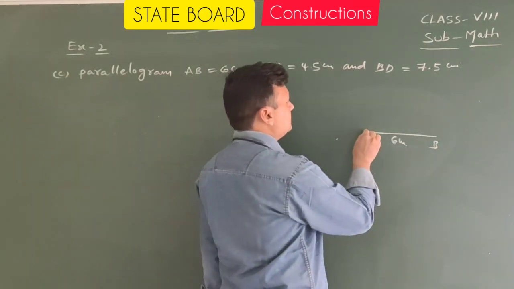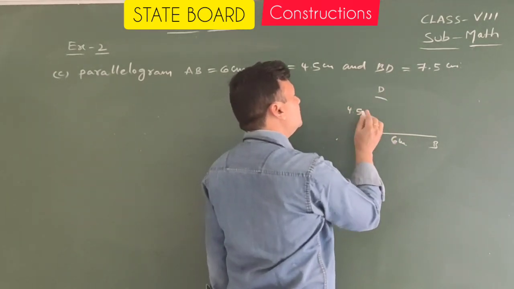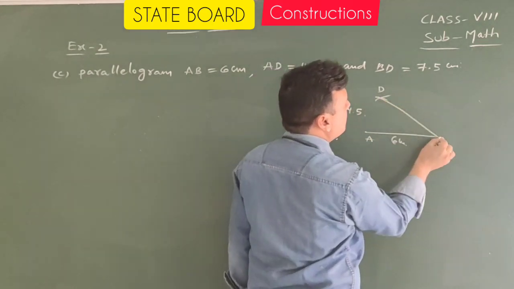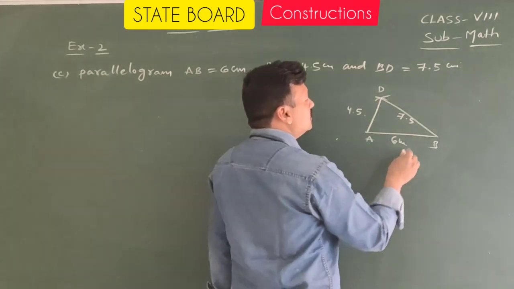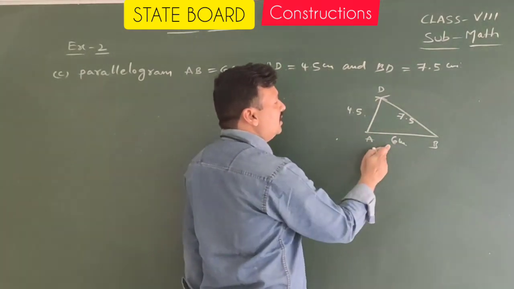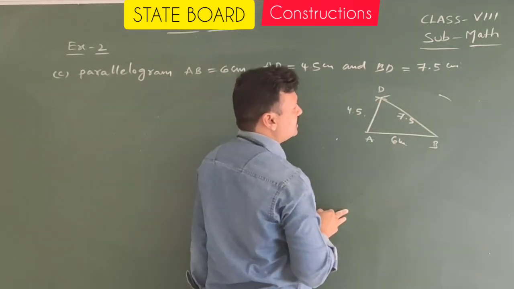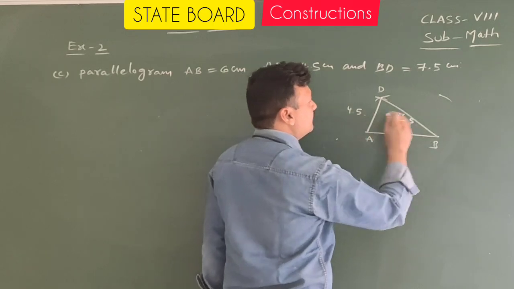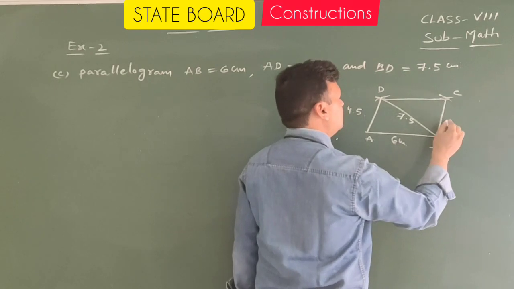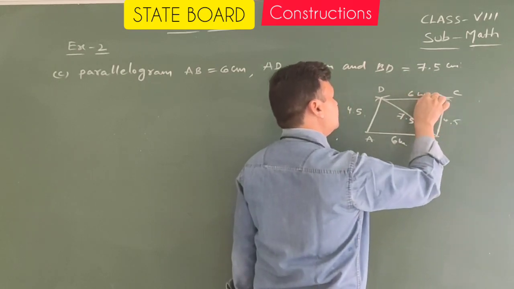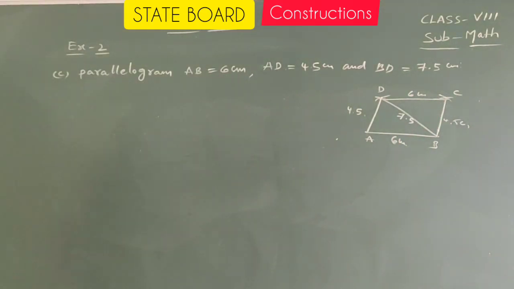Next, AD of 4.5. Next, BD of 7.5. So here AB equal to DC. So with D as center, draw an arc of 6 centimeters. With B as center, draw an arc of 4.5. That is C. Join BC. Here also you will get 4.5. Here you will get 6 centimeters. Okay, 3 given. Remaining we have to take.